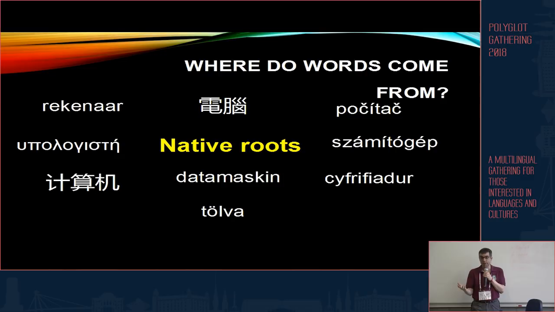So in Chinese, for example, a computer is an electric brain. That's the one at the top, diannao. Or a jisuanji, which is a calculating machine. And then French computer is ordinateur. Ordinateur, yes, exactly. And then the other ones, so how about this one? Rekenaar, Afrikaans, so it's like something that counts, that calculates.